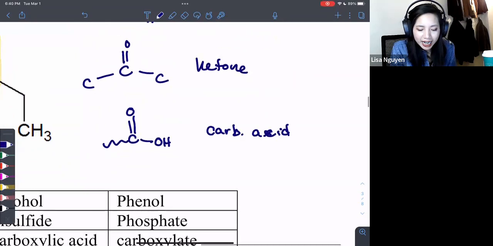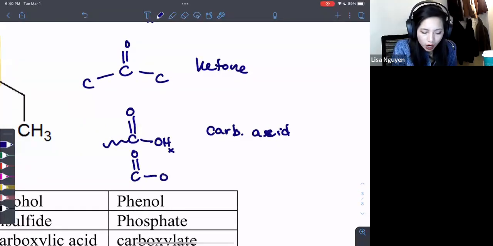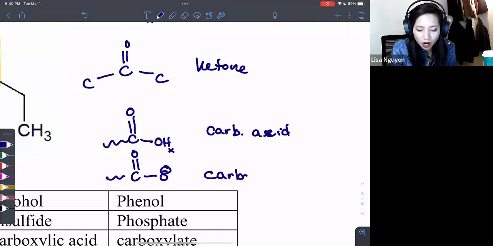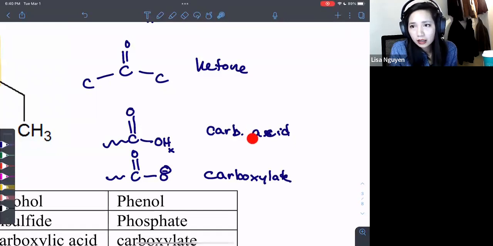Related to that, if we take off that hydrogen, and remember, hydrogen is positive charge, so we have a total negatively charged oxygen there. This is specifically a carboxylate. So it's essentially the ion form of the carboxylic acid.